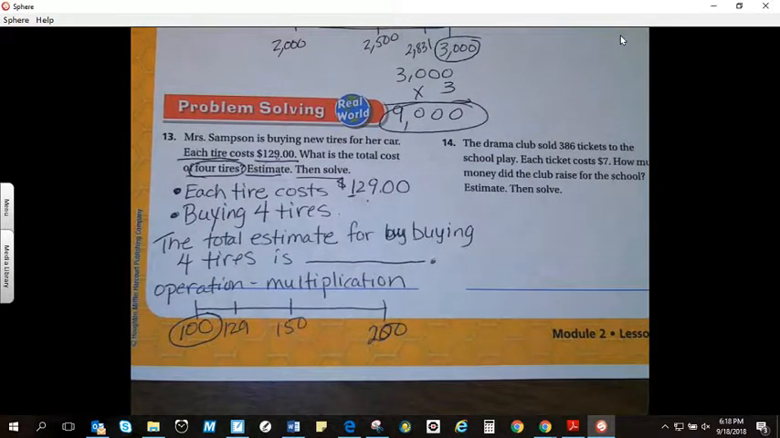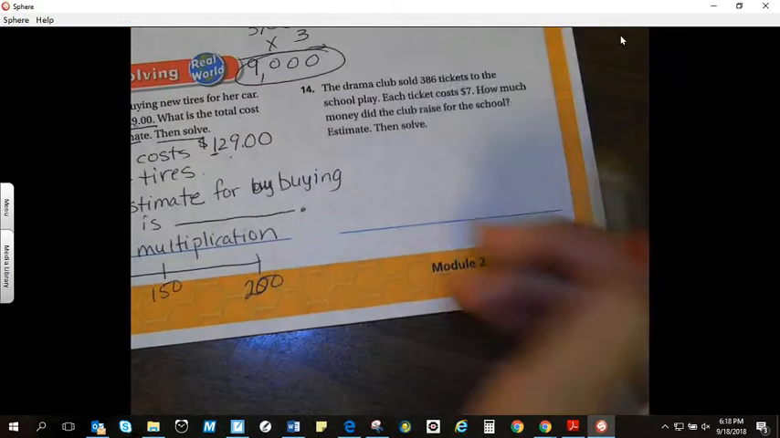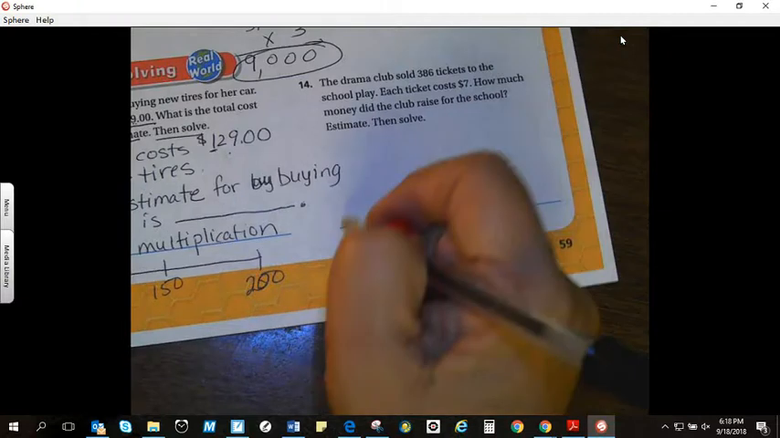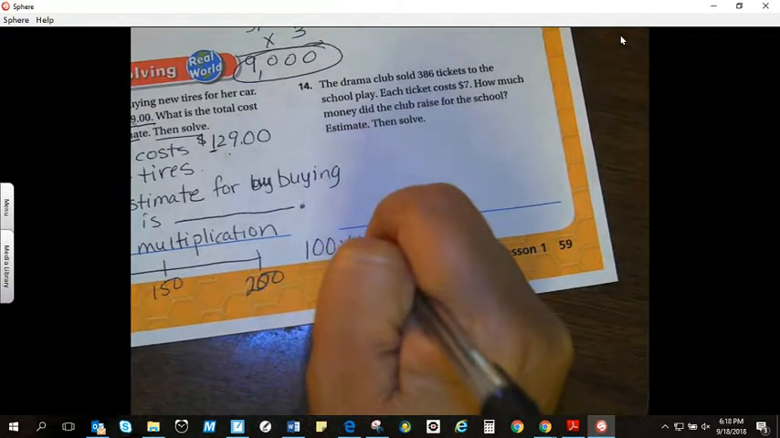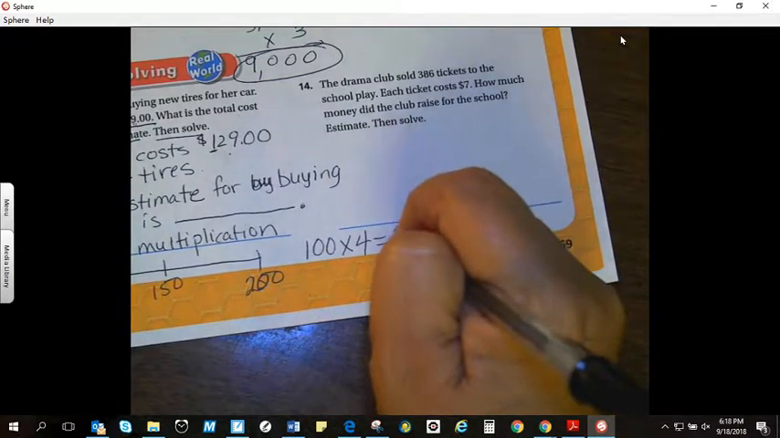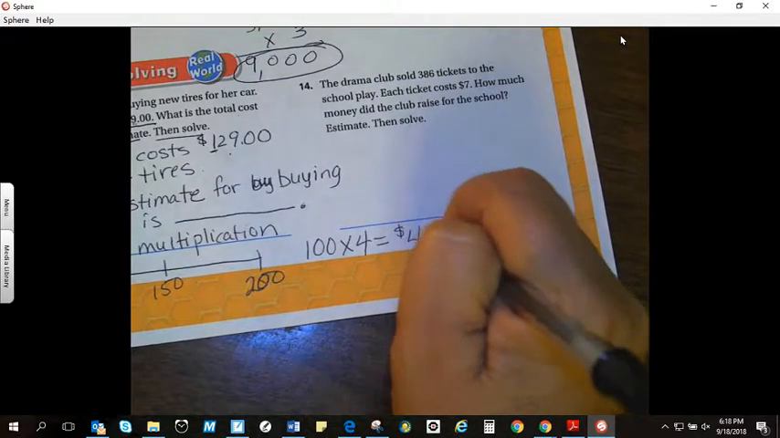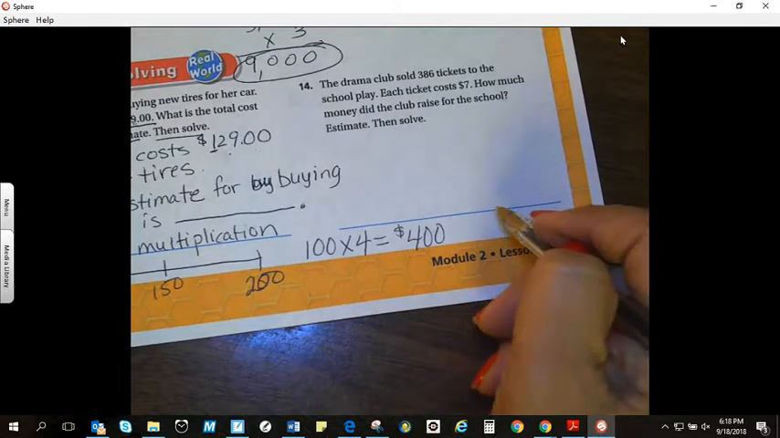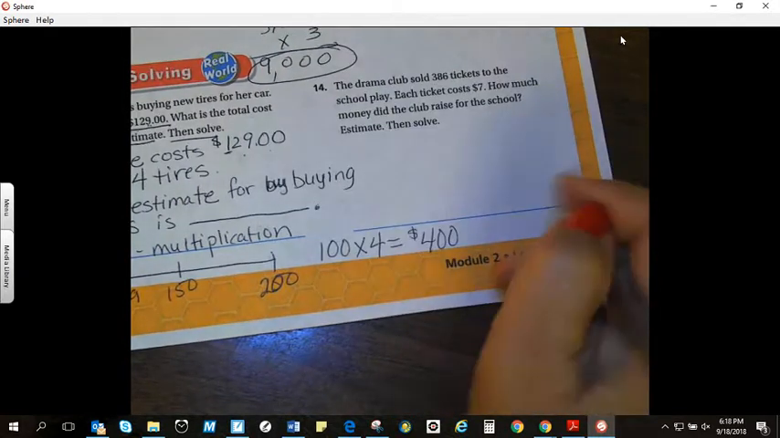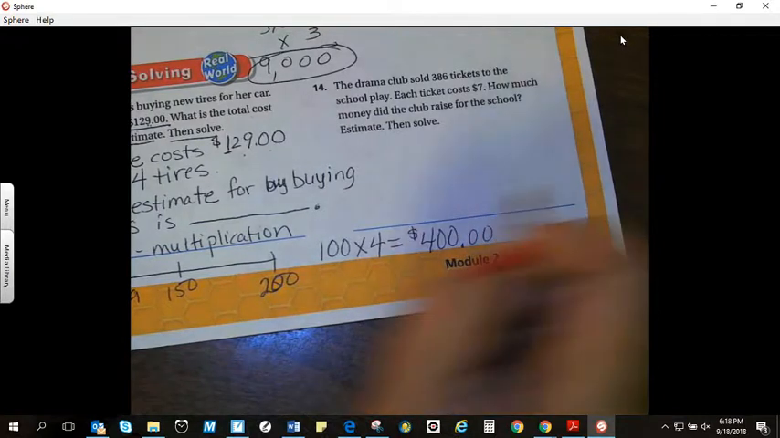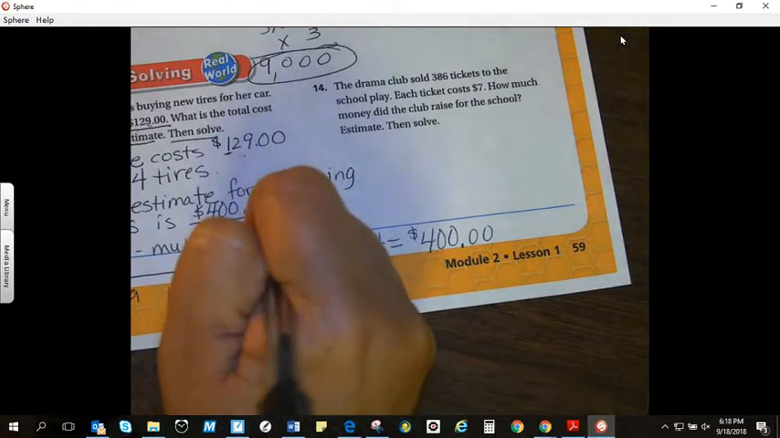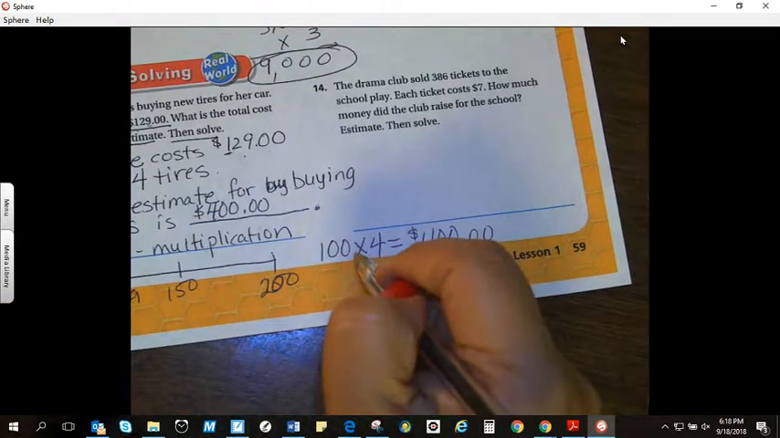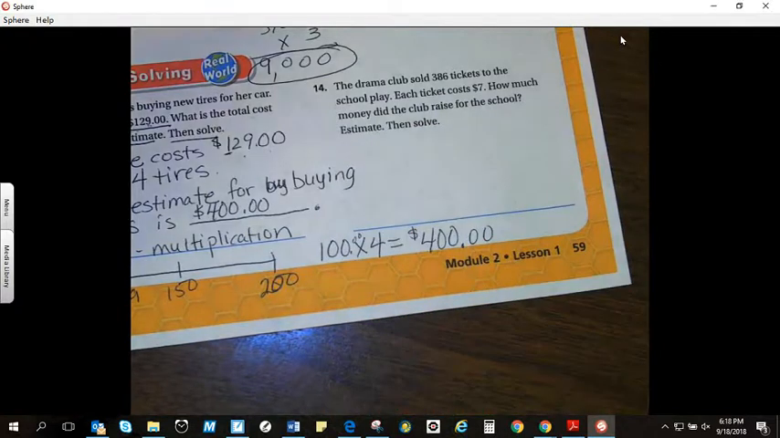So now my multiplication problem is 100 times 4 equals, so it's going to cost her about $400. Okay? So I'm going to put my decimal, 0, 0. So it's about $400. I can add my 0 and 0 there as well.